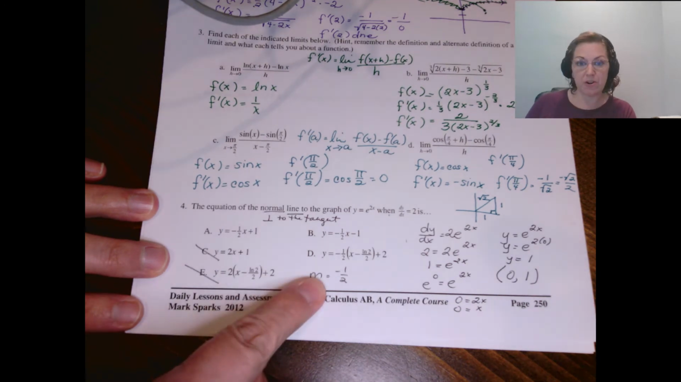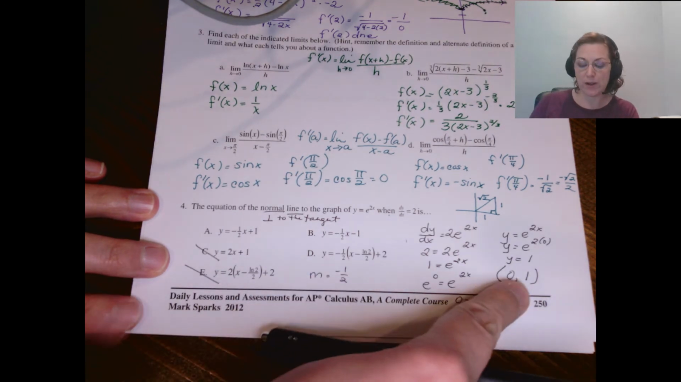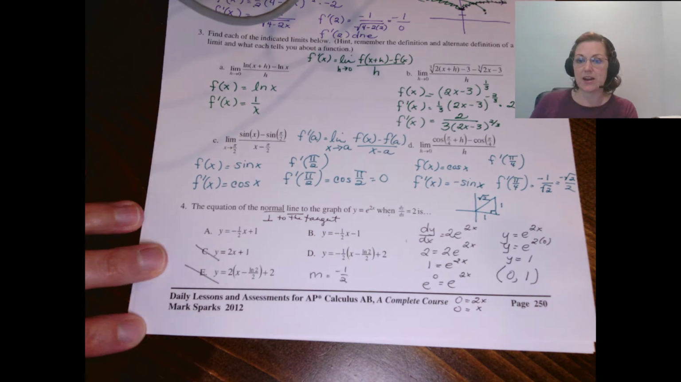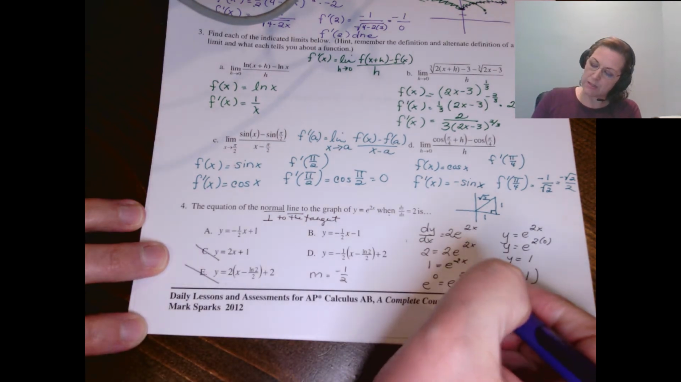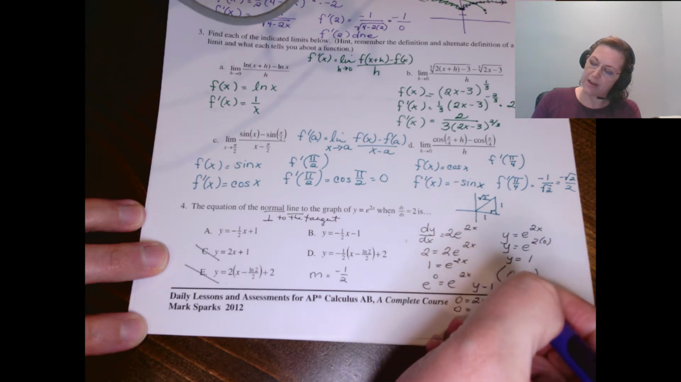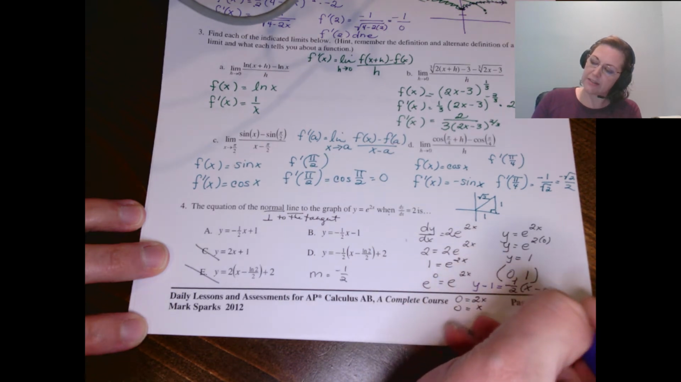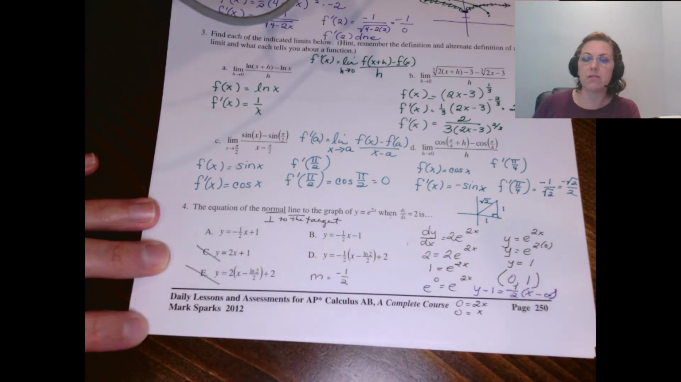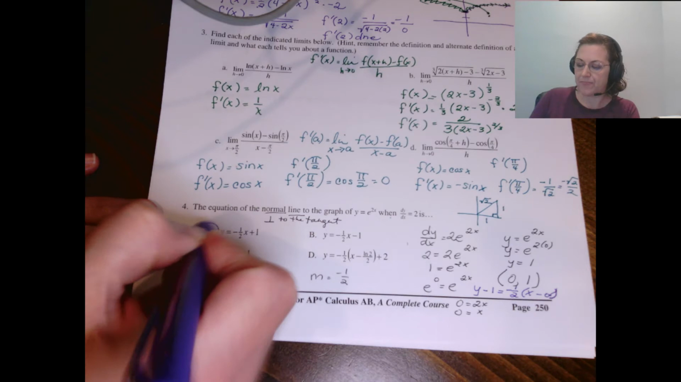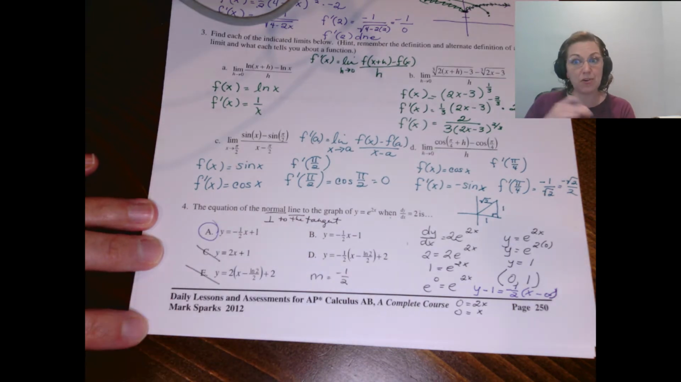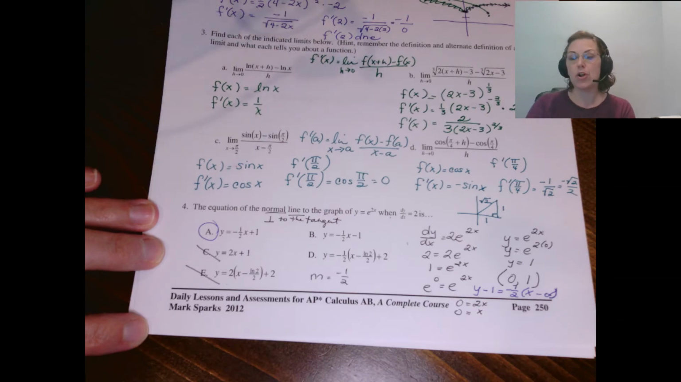We have the slope of our normal line. We have our point. So let's write our equation of the normal line. So I've got y minus 1 equals negative 1/2 times x minus 0. And that's going to end up giving me a here. Good practice, though, with the normal line, the tangent line, the slopes, and all of those good pieces. Really pay attention to those.